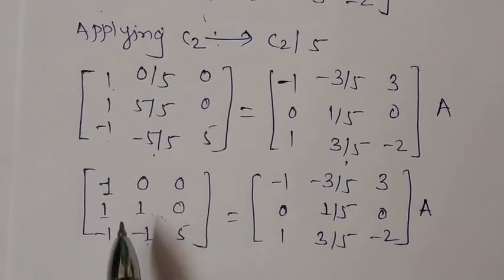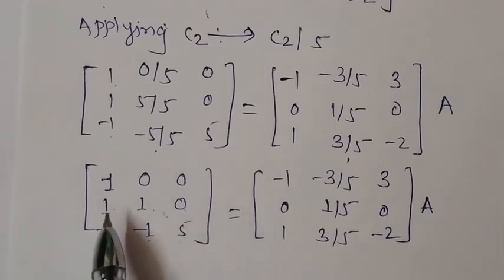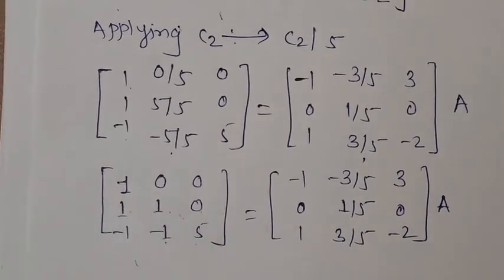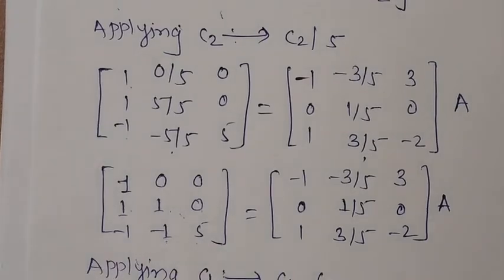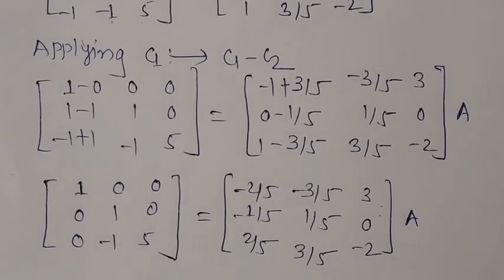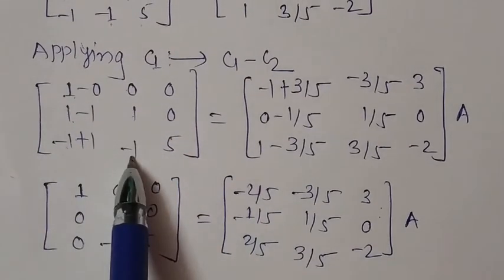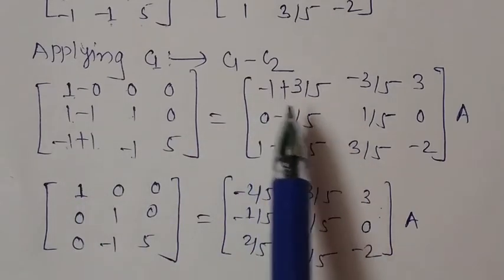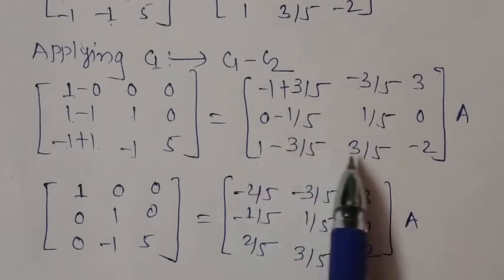Same here, it remains steady. Now the third step is completed. Now the fourth step: convert this number to 0, it is already 0, convert this number to 0. So we have to make 1 into 0. Subtract 1 by 1, then applying C1 minus C2, 1 minus 1 becomes 0, then we can do it. So here C1 minus C2: 1 minus 0, 1 minus 1, and minus 1 minus 1, it is minus 1 plus 1. Same here, minus 1 minus 3 by 5 is plus 3 by 5, 0 minus 1 by 5, 1 minus 3 by 5. The other two columns remain steady.